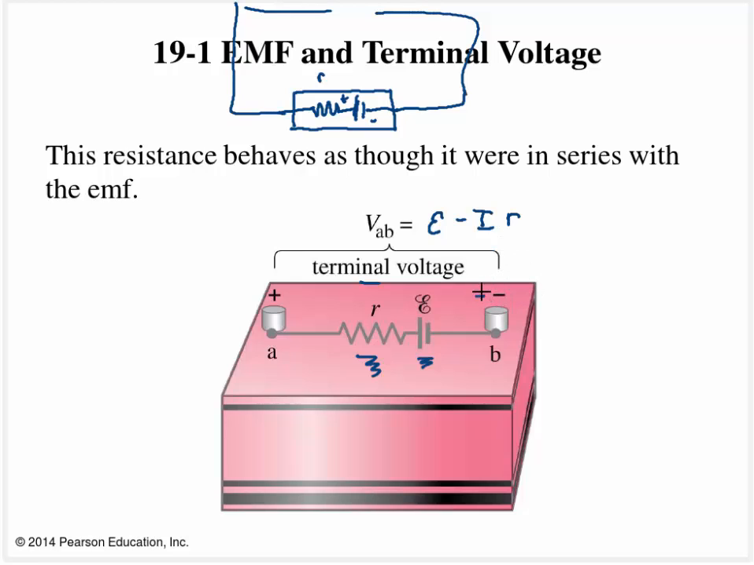I like to think of it as, here I'm on terminal B, I'm going to walk across this battery, I'm going to gain 12 volts worth of potential, and then I'm going to lose some potential because I have to go across this resistor. This resistor is going to eat up some of my potential, which is equal to the current, using the example from the last slide, multiplied by the resistance of 0.1, and again I get some terminal voltage that's different than my EMF.